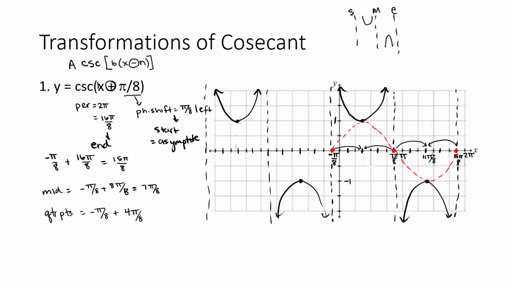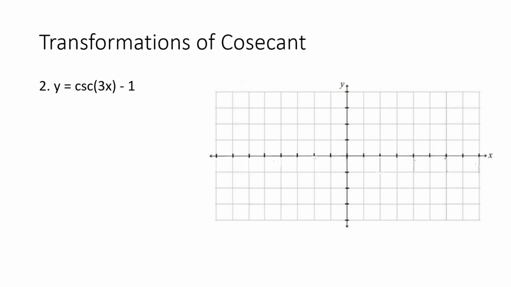Okay. All right, let's do one where we have a vertical shift. So this is going to move us down 1. But I start the same. So my A value is 1. The 3 is going to change my period from 2 pi to 2 pi thirds. My phase shift in this case is 0 because there's nothing added inside the parentheses. So I'm going to start at 0 at an asymptote.